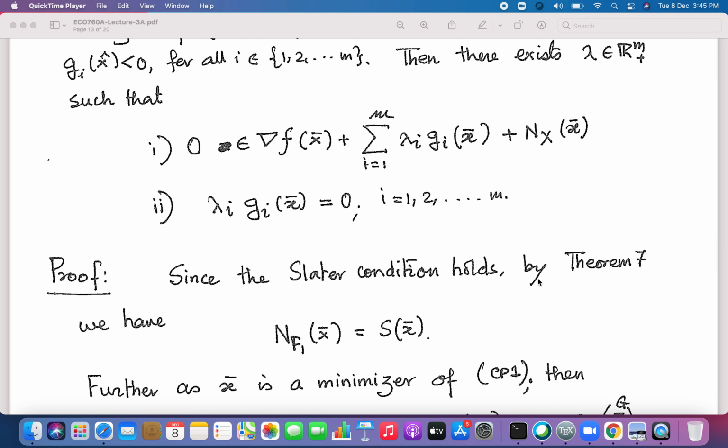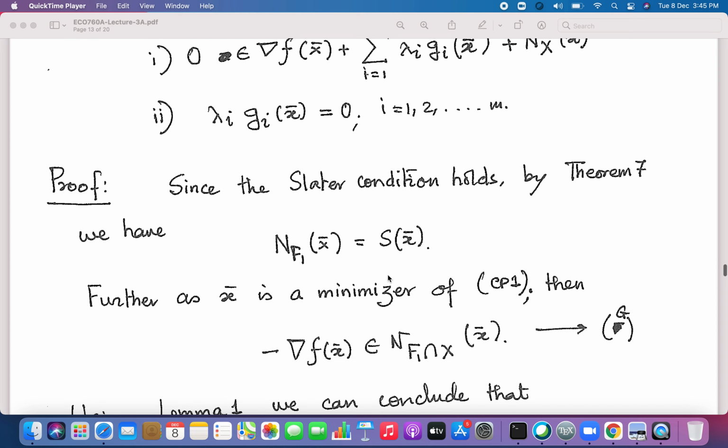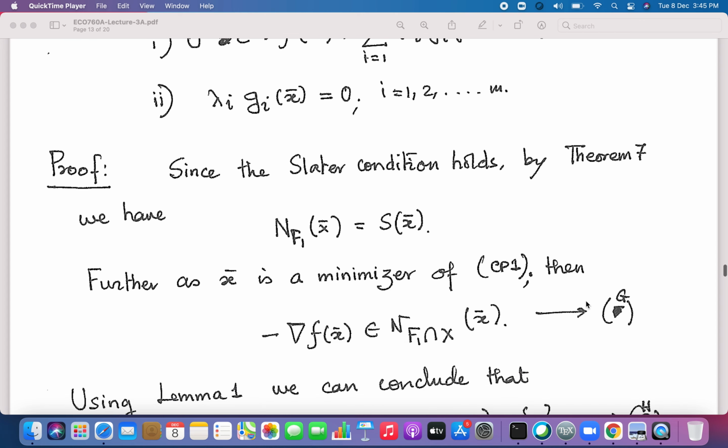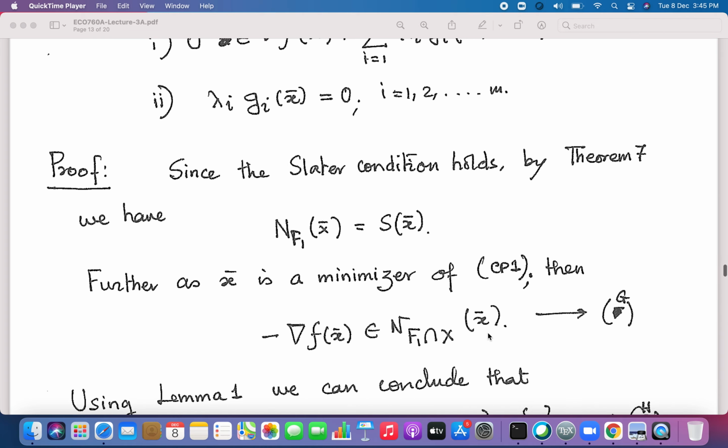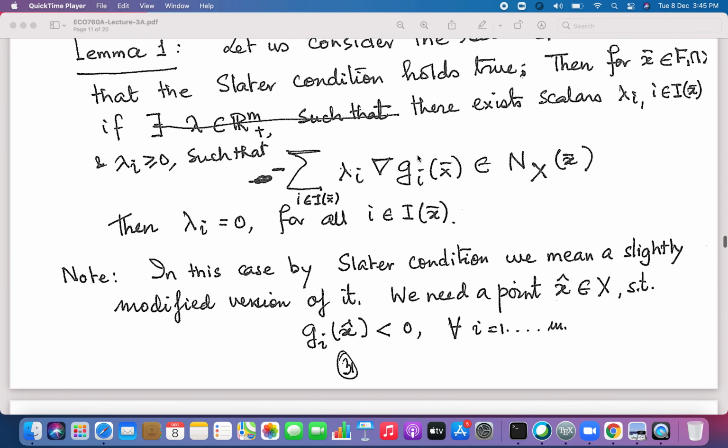Now, because the Slater condition holds by theorem 7, we learned this fact. But as x bar is a minimizer of CP1, then minus grad f(x bar) must be in the normal cone of F1 intersection X at x bar. Now, if you look at lemma 1, each of these elements that you see, except the minus, is an element of S(x bar), which is N F1(x bar). And when you take a minus, it is in the cone minus N F1 of x bar.